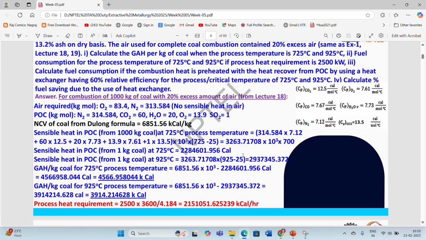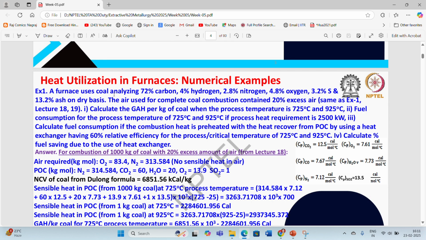Okay, so first of all, we will see the specific heat. So we have given the specific heat capacities of the flue gases, like CO2 is having 7.61 calorie per mole degree Celsius. Then CO and N2 is having some specific heat capacity. So now first we calculate the air requirement for that particular fuel combustion. So as we know, we are going to combust 1000 kg of coal for the process, and we have the composition of the coal.